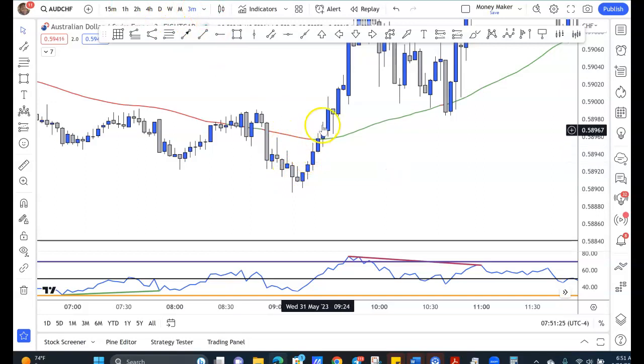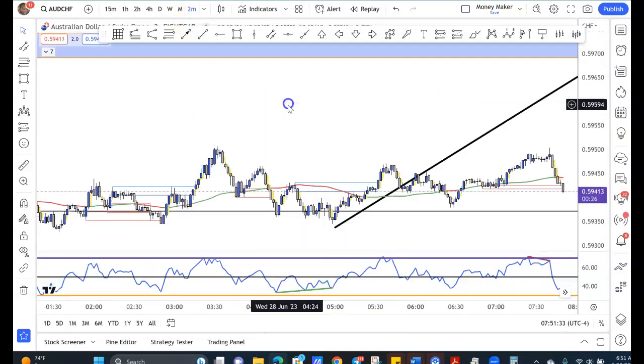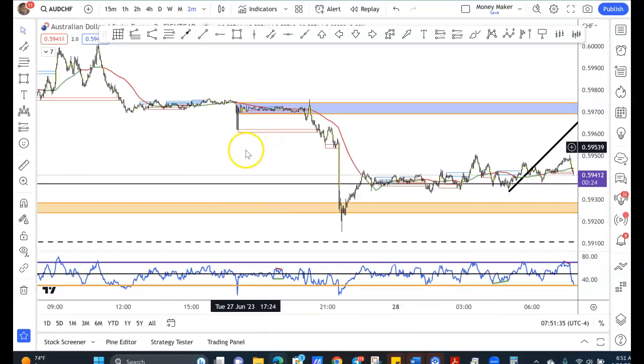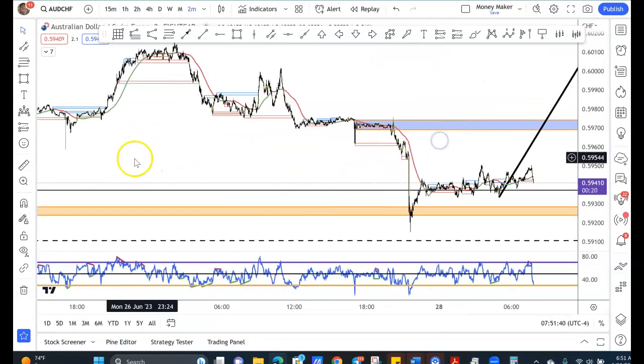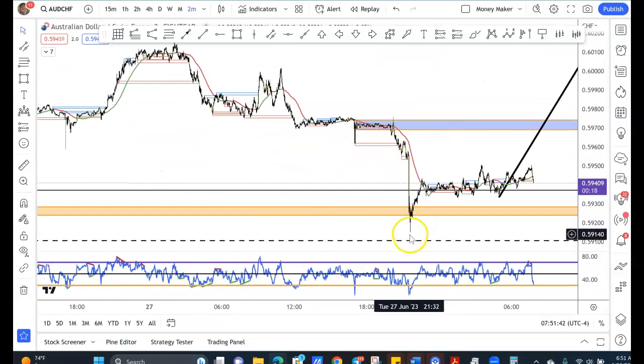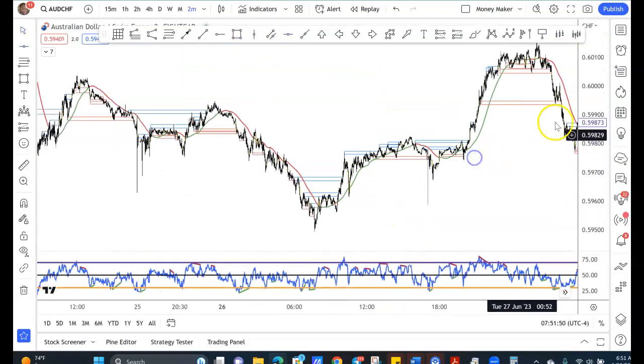Let me see. Might be one right here. So let's see if I get to the 2 minute. Pretty sure that was one. And if so, it's really not that big of a deal. Oh, looks like that was okay. So we got this wick which filled something, took out the orange area that I had highlighted. So I know that that imbalance has been filled.